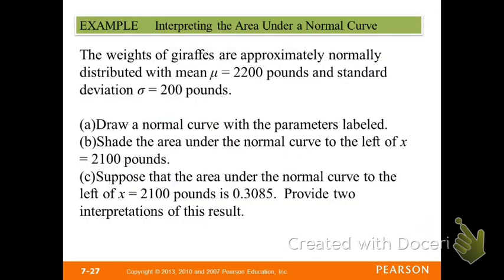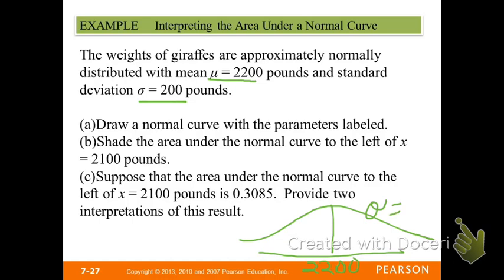All right, let's practice. We're going to draw a normal curve with the parameters. Here we're looking at weights of giraffes, normally distributed with mean 2200, standard deviation 200. So you just want to practice kind of sketching a normal curve. It's not the perfect sketch there, but centered at 2200. And then I always write the standard deviation off to the side. Standard deviation 200. Okay?